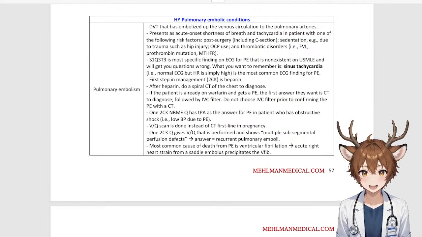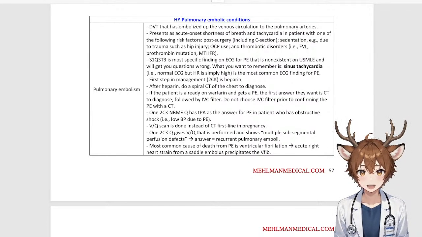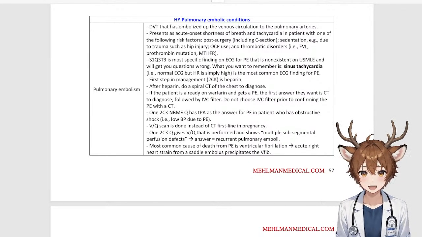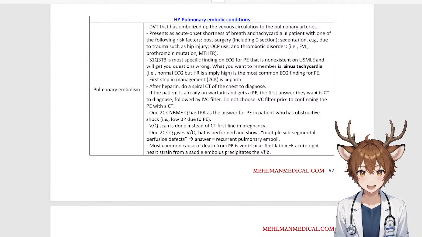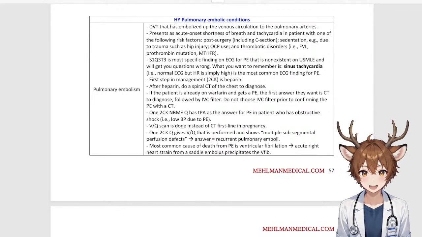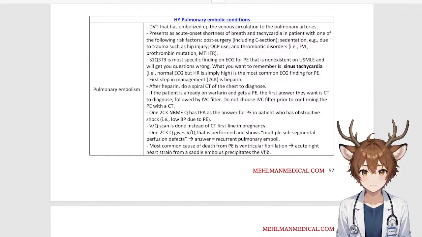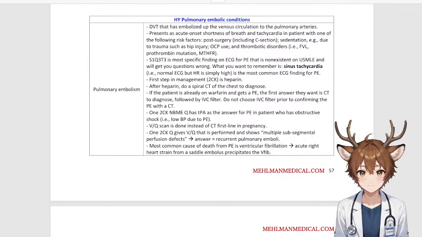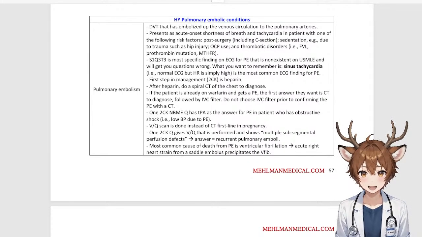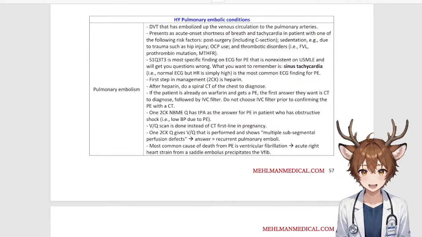S1Q3T3 is the most specific finding on EKG for PE, but it is non-existent on USMLE and will get questions wrong. What you want to remember is that sinus tachycardia, that is to say a normal EKG but heart rate simply high, is the most common EKG finding for pulmonary embolism. First step in management on 2CK is heparin. After heparin, do a spiral CT of the chest to diagnose.